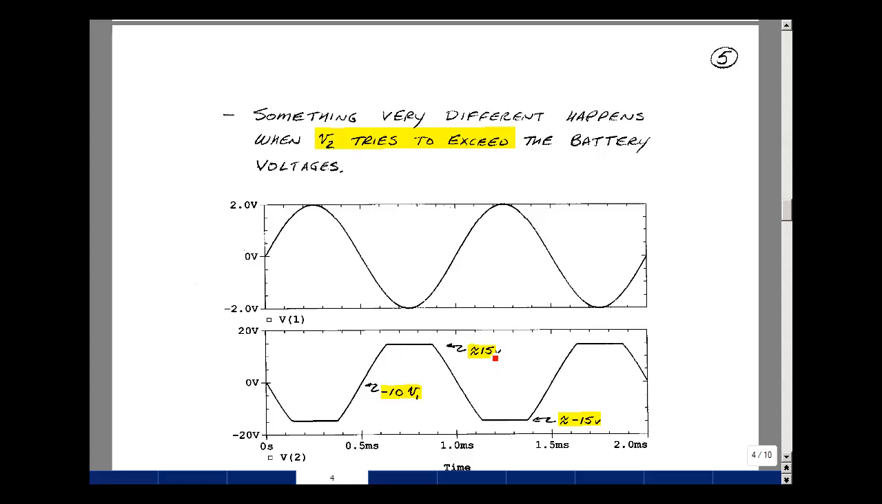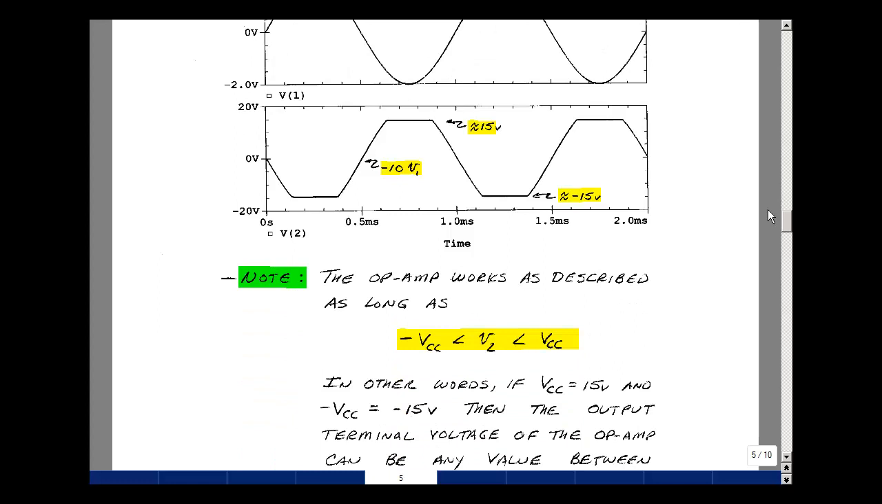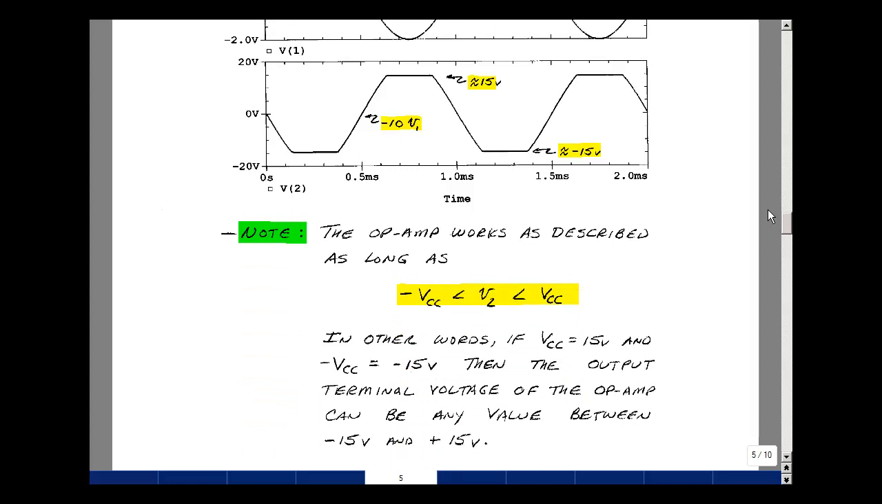If you think about it, that would make sense. I've got a pair of batteries that are plus and minus 15, and can't get more voltage out than the batteries. But we could say that the op amp will work for any calculation that you do as long as the output stays between the two power supplies. In this case, it'd be plus and minus 15. This is one aspect of a non-ideal op amp. And this is the definition of an op amp and an application called an inverting amplifier.